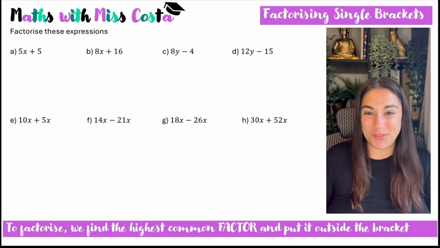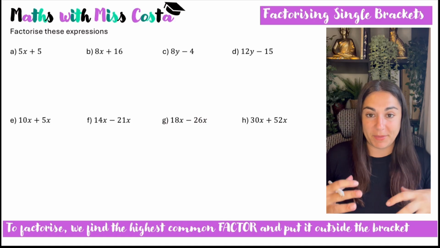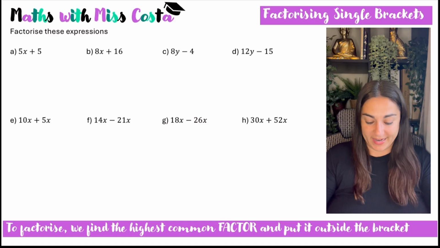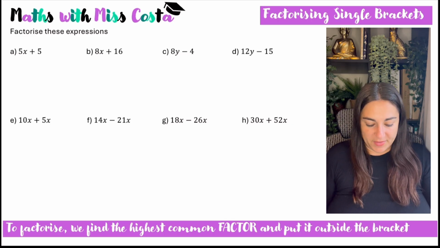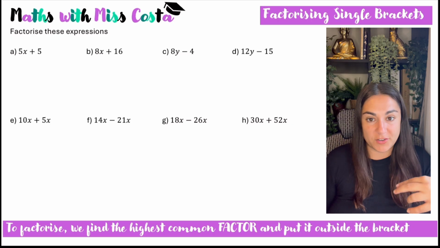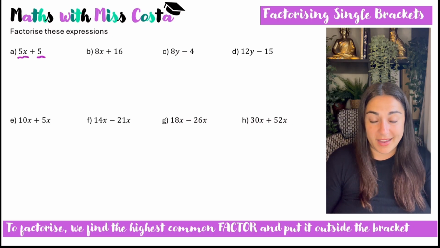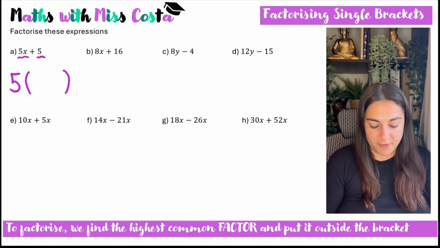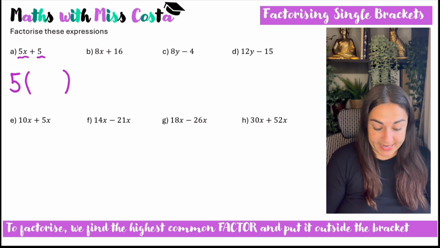Okay, next we're moving on to factorising, which is like the opposite of expanding. So if expanding is multiplying out the bracket, factorising is where we put in the bracket. So we think to ourselves, okay, what's the highest common factor between the two terms in my expression? So we've got 5x and 5, and I know that 5 multiplies into both of them. So I'm going to put 5 outside the bracket. And then, what would I multiply 5 by to get to 5x?